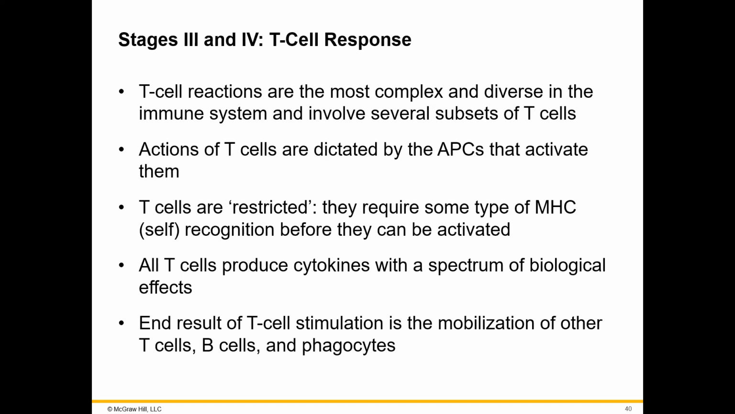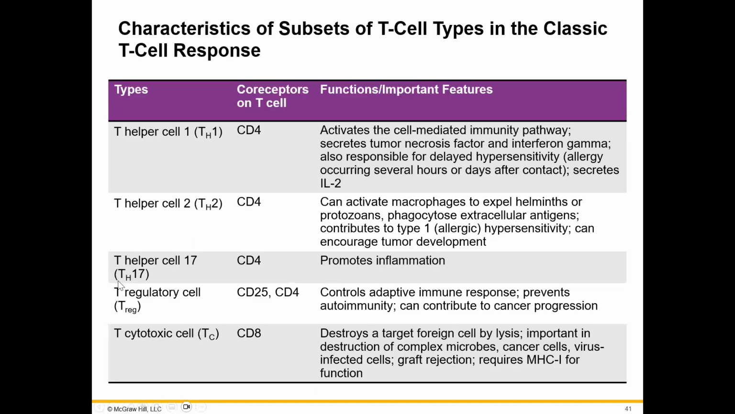Stimulated T cells produce cytokines with a spectrum of biological effects. They are also influenced by cytokines secreted by other cells. The end result of T cell stimulation is the mobilization of other T cells, B cells, ILCs, and phagocytes. Now here you see the characteristics of different subsets of T cell types in the classic T cell response.